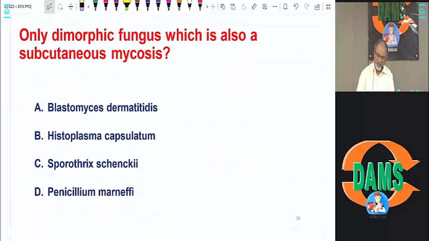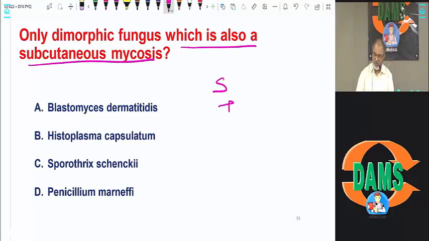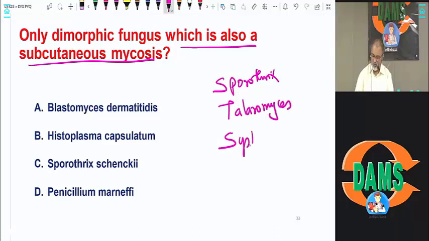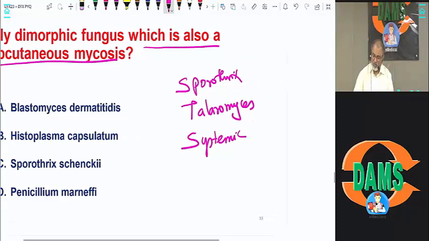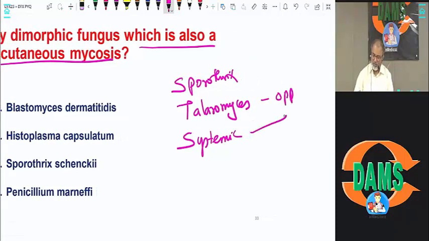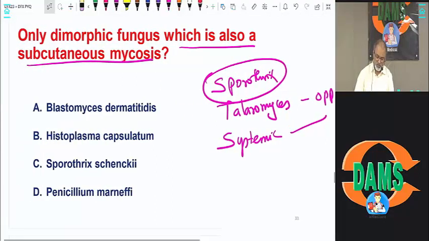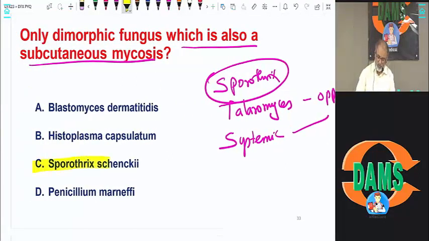Only dimorphic fungi which is also subcutaneous. See, this is the mnemonic for dimorphic fungi: Sporothrix, Talaromyces, and the systemic mycoses. This is opportunistic mycosis. This is systemic. So one and only subcutaneous is Sporothrix. Sporothrix is a dimorphic fungus. You know that: cigar shape yeast, flower shape mold. If you read my notes originally, it gives a lot of clues to you.